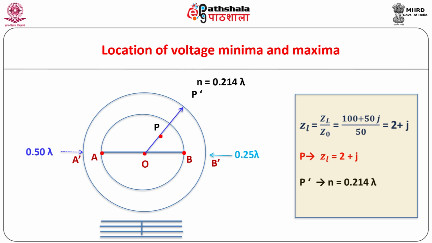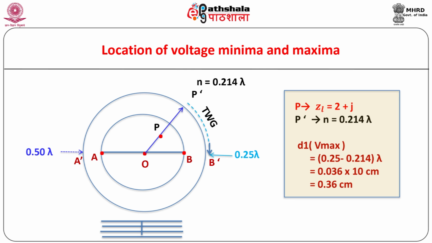Step number 3. Join points O and P. Extend the line OP towards P to meet the distance scale at point, say, P dash. Note the reading n equal to 0.214 lambda at P dash. Step number 4. From point P dash, move along the distance scale towards the generator, that is in the clockwise sense, and first stop at point B, reading 0.25 lambda corresponding to Vmax.